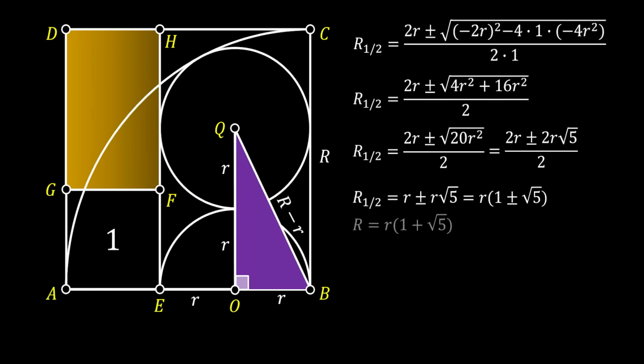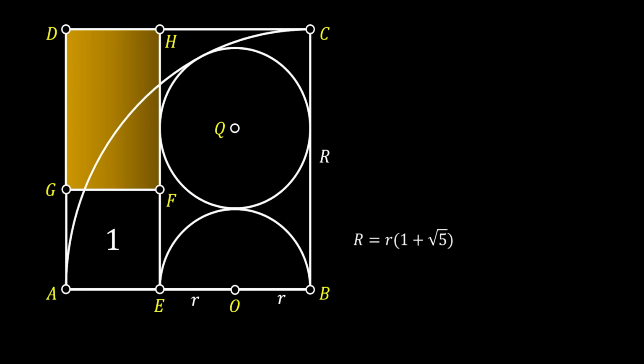The first one is that capital R is equal to small r times the quantity of 1 plus root 5, or the second one, which states that R is equal to small r times the quantity of 1 minus square root of 5. Of course, you know that square root of 5 is a number which is bigger than 1. So this means that our solution on the right cannot be valid because it will give us a negative value. So this means that the only possible solution is the one on the left.